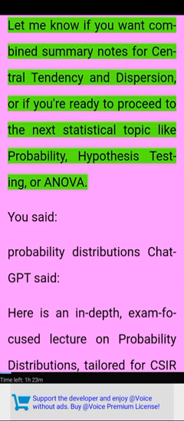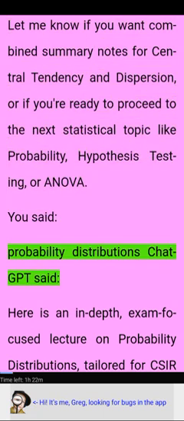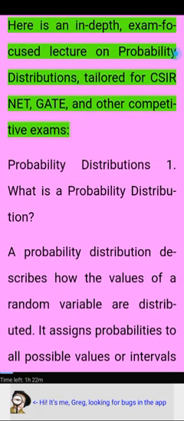Let me know if you want combined summary notes for central tendency and dispersion, or if you're ready to proceed to the next statistical topic like probability, hypothesis testing, or ANOVA. You said: probability distributions. ChatGPT said: here's an in-depth, exam-focused lecture on probability distributions, tailored for CSIR-NET, GATE, and other competitive exams.